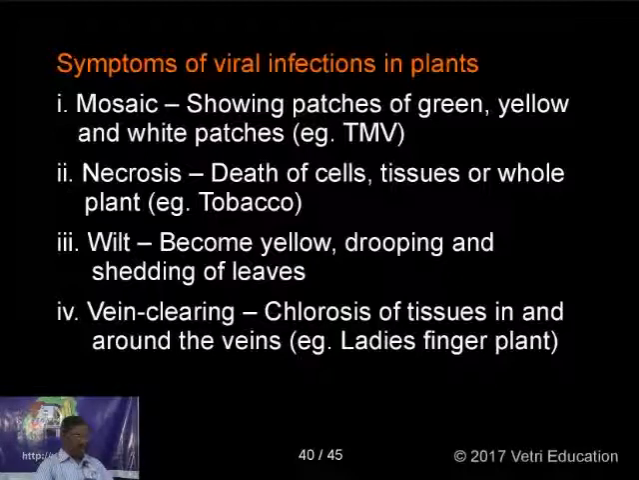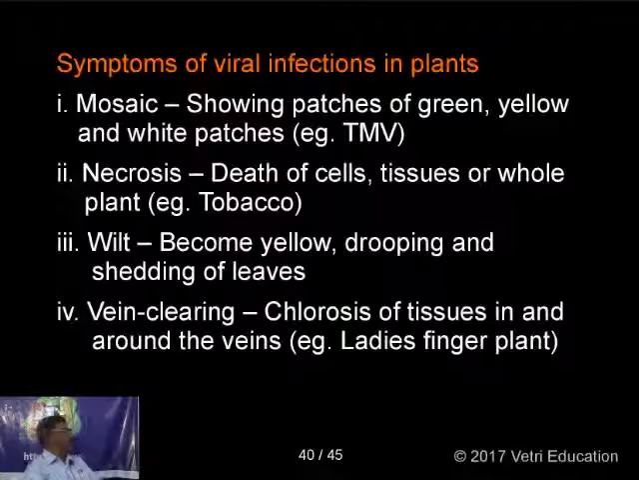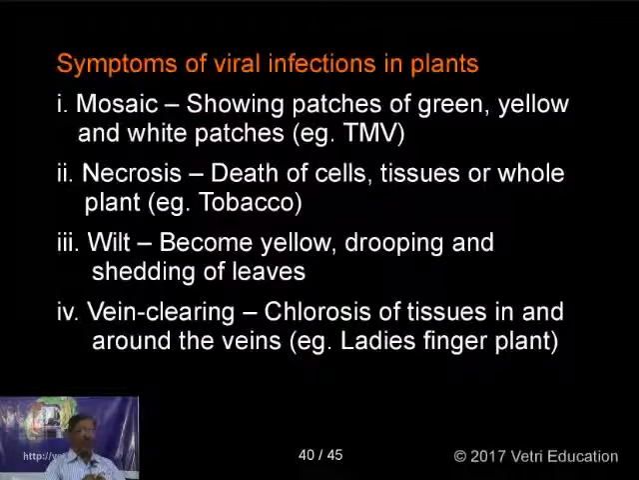Next is necrosis. Necrosis means the virus infects a particular place and completely destroys that place, forming dead tissue, and immediately they form holes on the leaf. Example, tobacco necrosis disease. The third one is the wilt disease. Wilting disease means first the pathogens eat the chlorophyll so that the leaves become yellow, and then there is drooping of the branches and leaves and shedding of the leaves. That is called wilting disease.